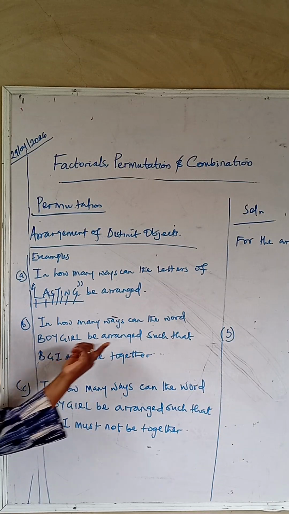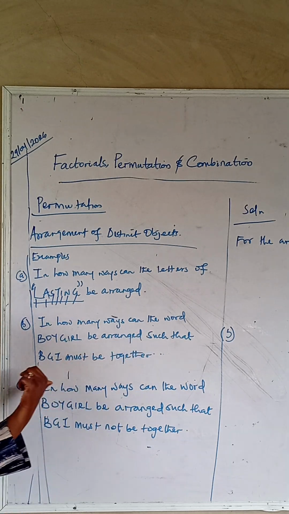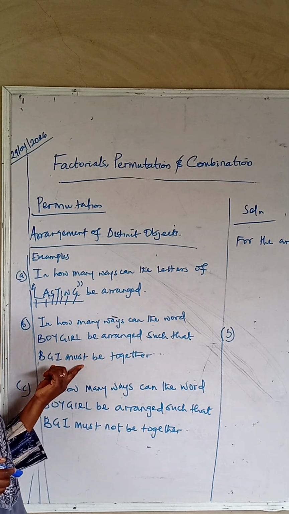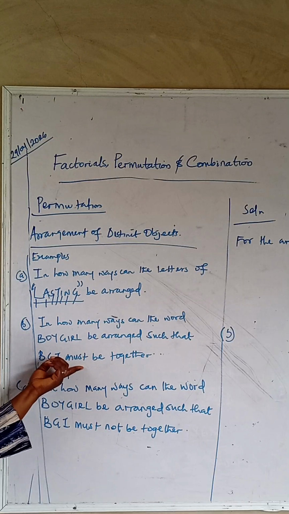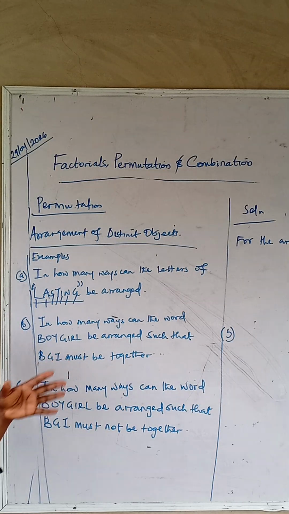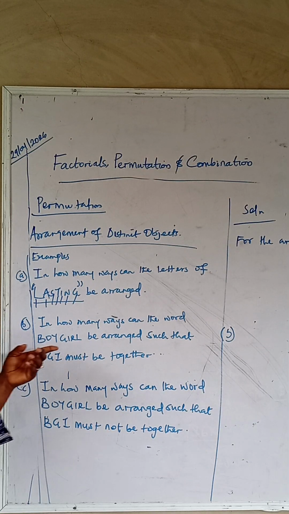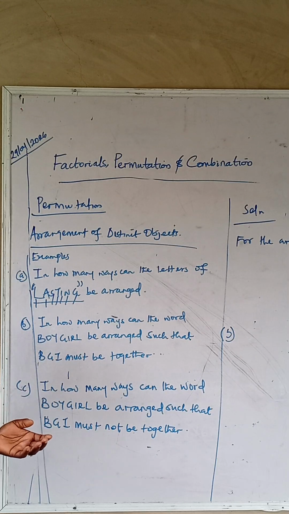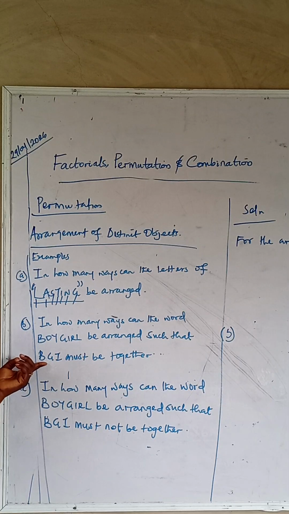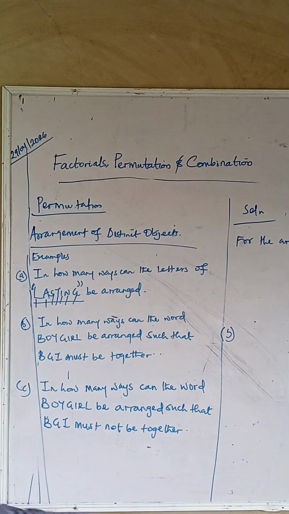So for this one now, in example 2, we have, in how many ways can the word boy girl be arranged such that BGI must be together? You can see that in this question now there is a condition. It is different from just asking in how many ways can boy girl be arranged. In that one, you just count the number of letters that you have in boy girl and put your factorial. But in this case, there is a condition. The condition is that whichever way you want to arrange it, BGI must be together.